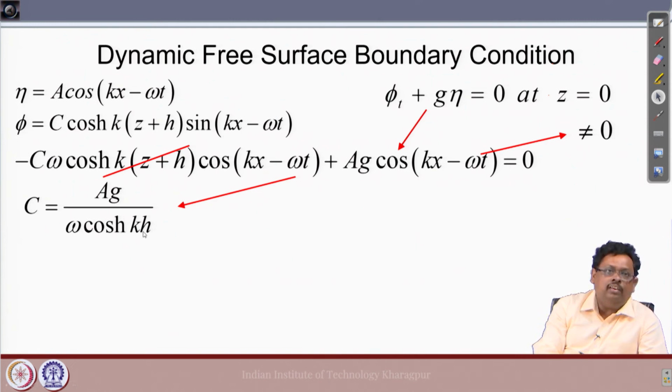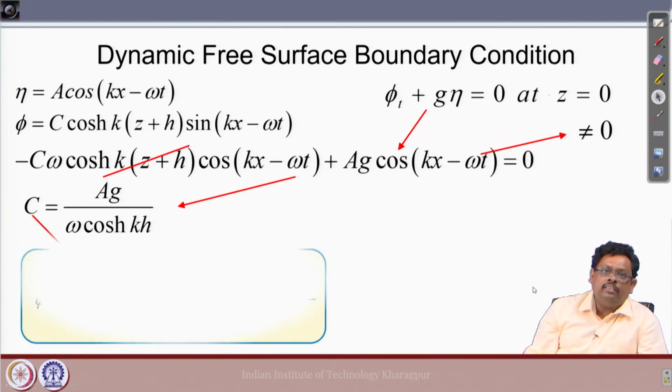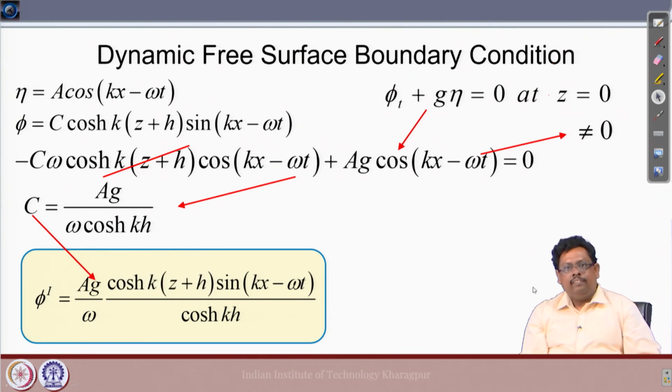Now, this value of C I need to substitute over here in phi, and once we do that, I get the expression for the incident wave potential, phi I equal to a g by omega, cosh k(z plus h) sin(kx minus omega t), divided by cosh kh. Now, this is for the finite depth.